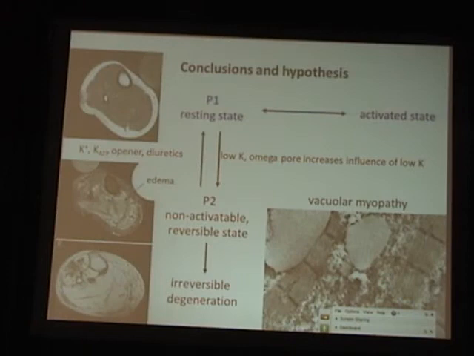So what we have to do, from a theoretical point of view, with our medications, is to keep the largest amount possible of muscle fibers in this P1 resting state. Because if muscle fibers are in this P1 resting state, they can develop ordinary normal force. And if we allow the muscle fibers to get into this P2 state, they can be activated. This is reversible, but they can be activated. They are weak. And in the long run, this leads to irreversible degeneration by ongoing sodium influx inside the muscle, and this leads to vacuolar myopathy, as we have seen yesterday. So our aim is to keep enough fibers in the P1 state.